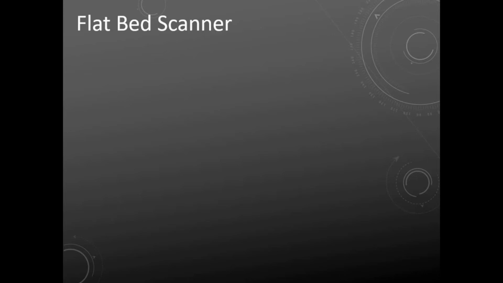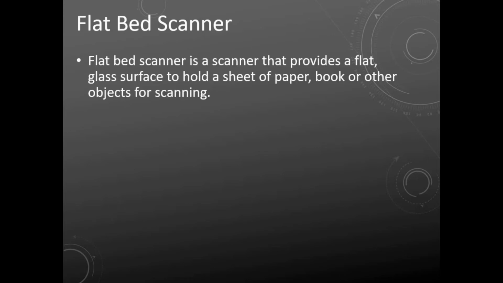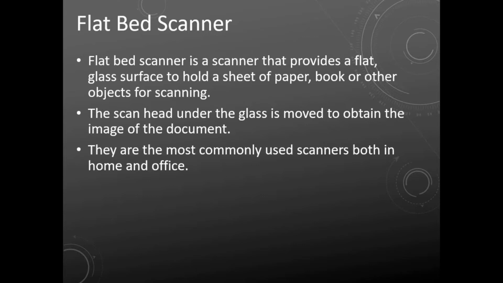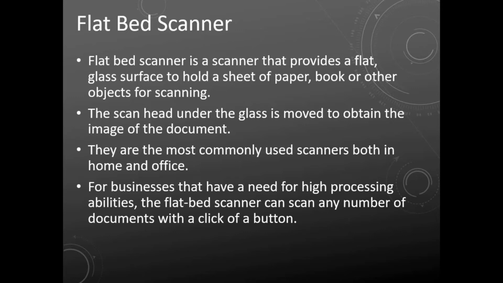So first let us see about flatbed scanner. A flatbed scanner provides a flat glass surface to hold a sheet of paper, book or other objects for scanning. The scan head under the glass is moved to obtain the image of the document. They are the most commonly used scanners both in home and office. For businesses that have a need for high processing abilities, a flatbed scanner can scan any number of documents with a click of a button.